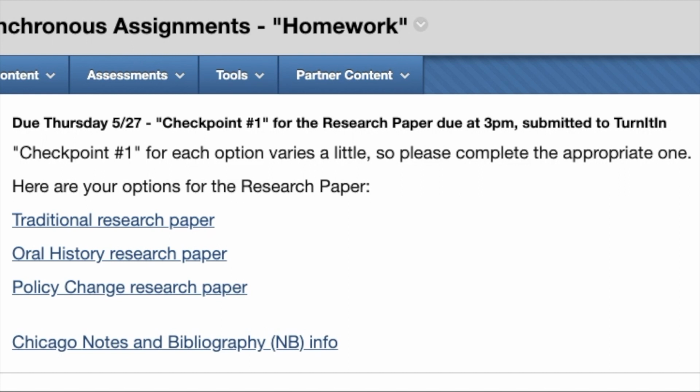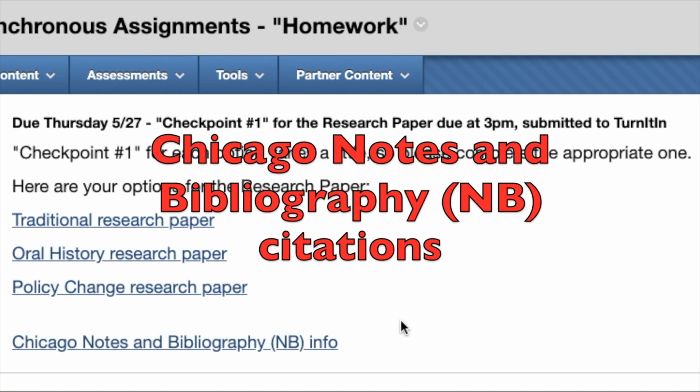So as I mentioned earlier, if you use class time relatively well, you should be able to complete this entire assignment in the context of our APUSH classes. So as you can see here, everyone will be using the Chicago Notes and Bibliography, often referred to as NB, as their citation method.